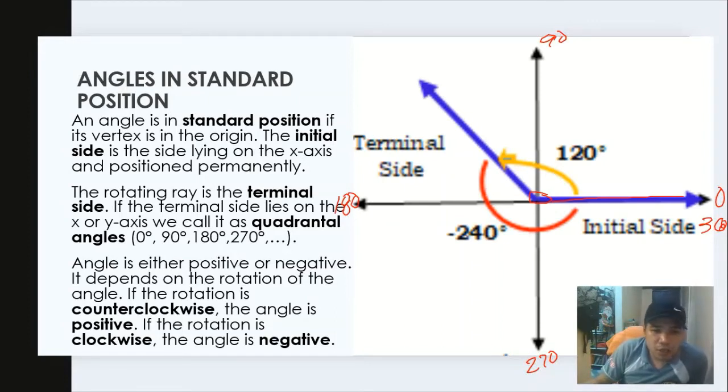It depends on the rotation of the angle. If the rotation is counterclockwise, the angle is positive. Now, if it's clockwise, the angle is negative. Okay. Yellow is positive. This red one, positive. Kapag yung red one, this will be the negative.